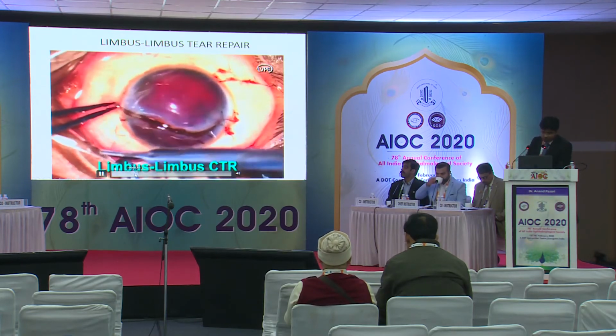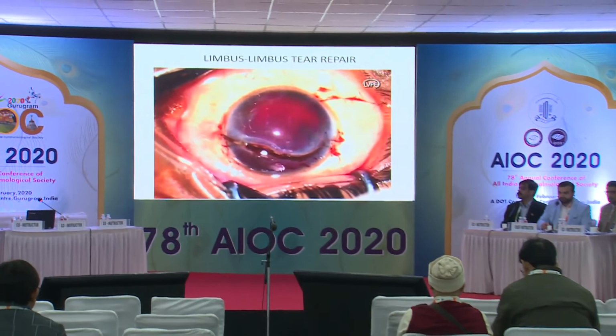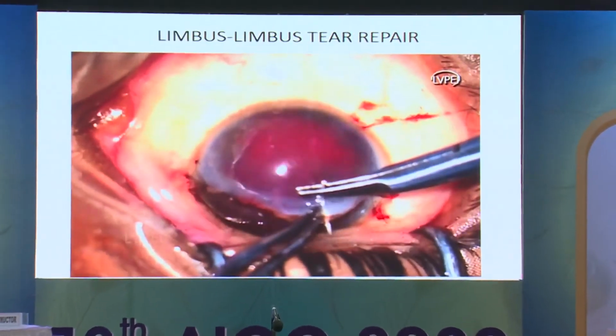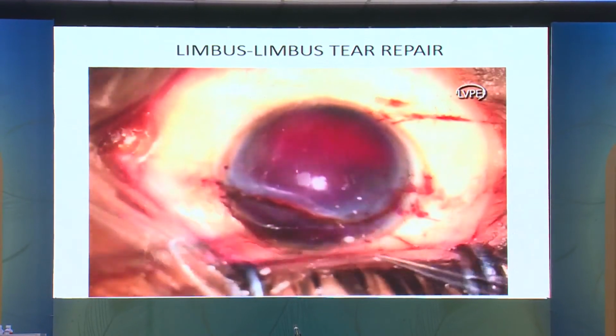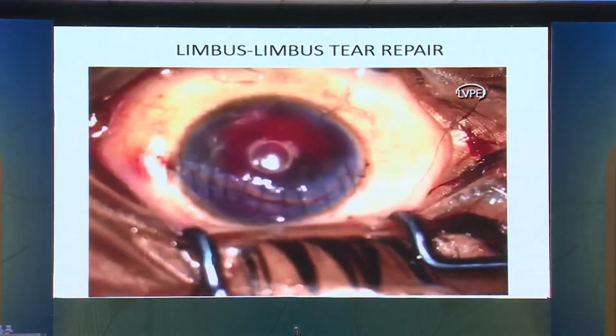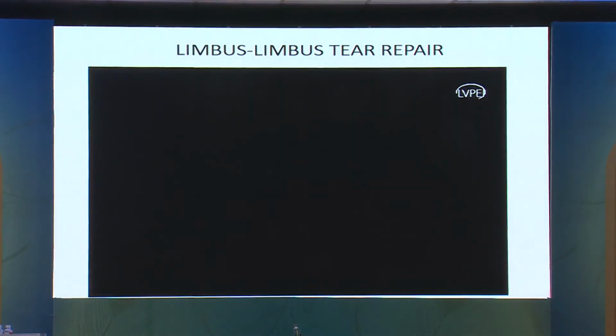So the first suture has to be always at the limbus, which gives a very good apposition, and then start suturing in the center, and then divide it into different halves, and that's at the end of the procedure.